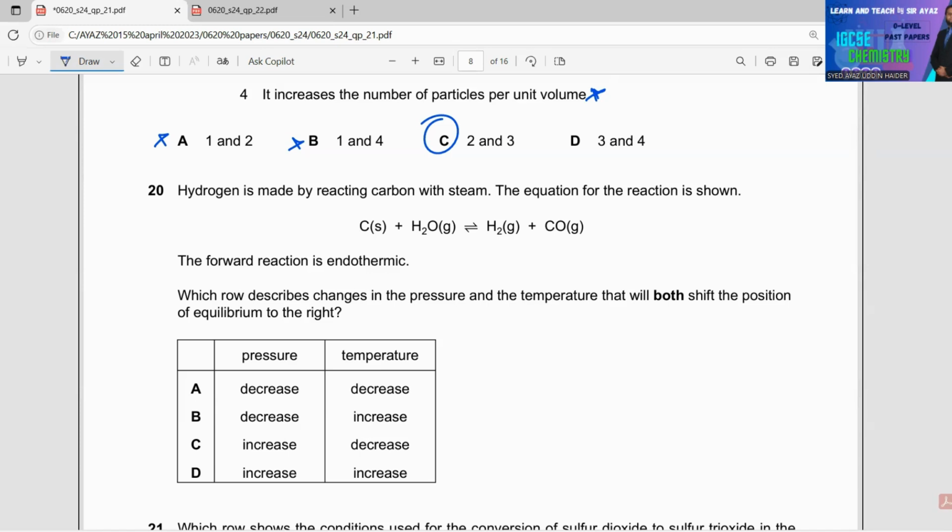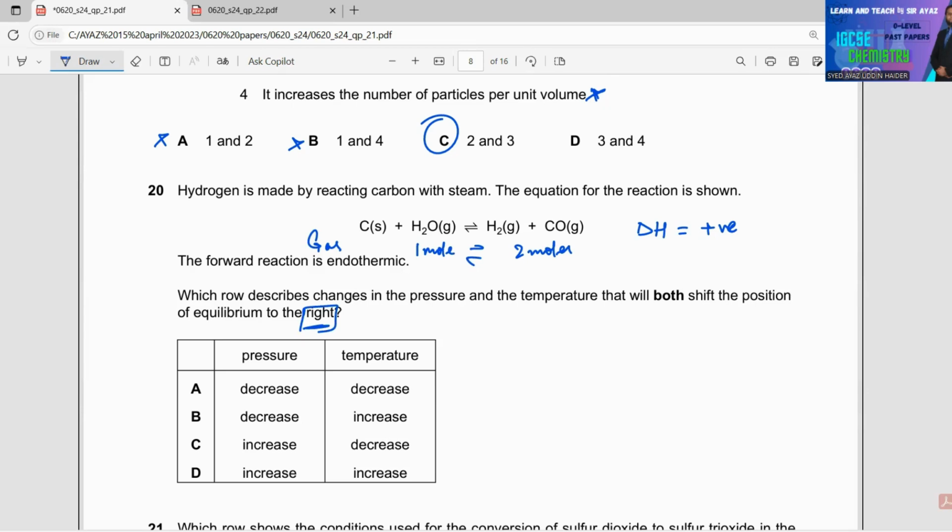right hand side? The forward reaction is endothermic, which means the delta H must be positive in the forward direction. Now, if you look at the number of moles of gases on both sides of the equation, we have 1 mole of gas on the reactant side, and we have 1 plus 1, 2 moles on the product side. So if you increase the pressure, the equilibrium will shift to the side with fewer moles. But in this case, we want to shift the equilibrium to the right hand side.